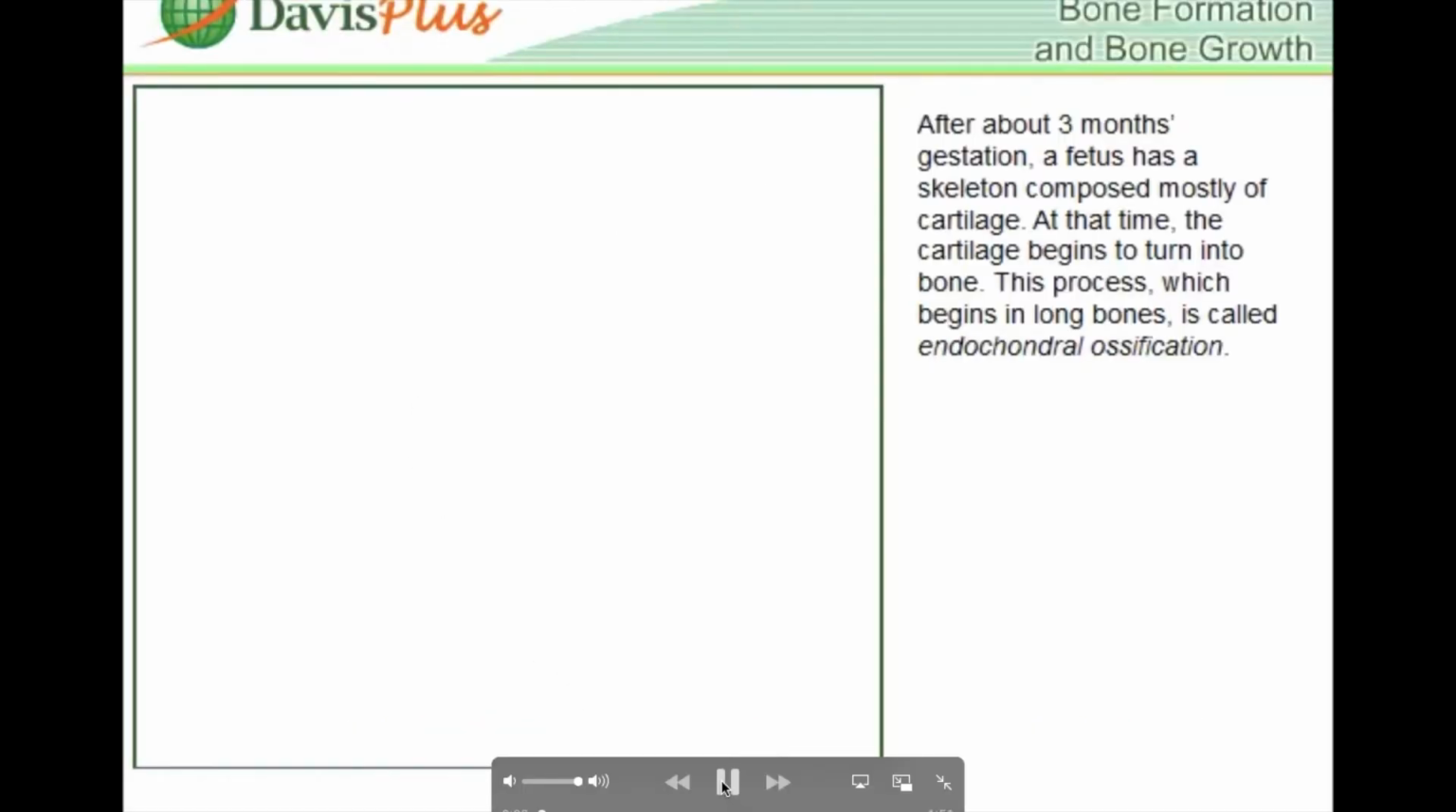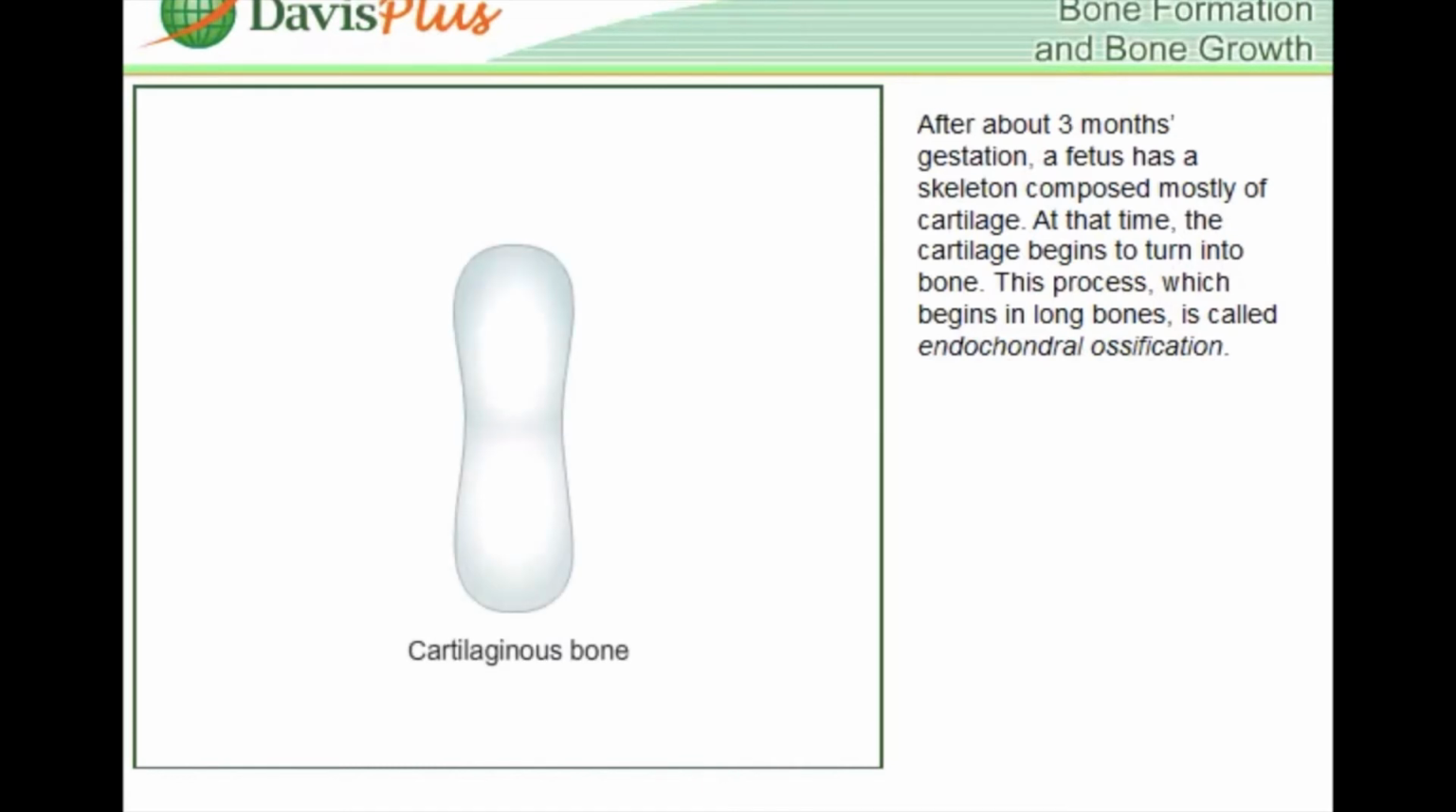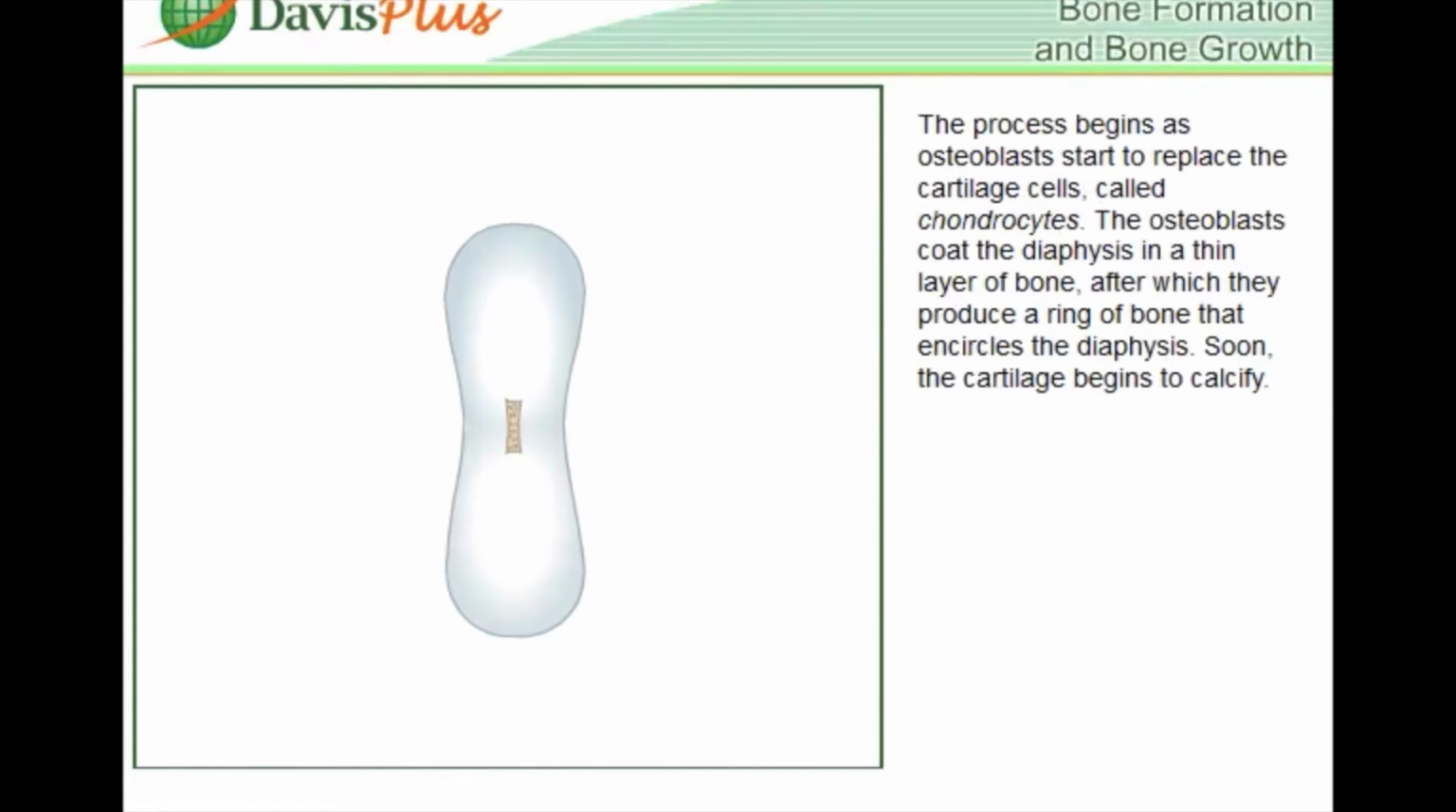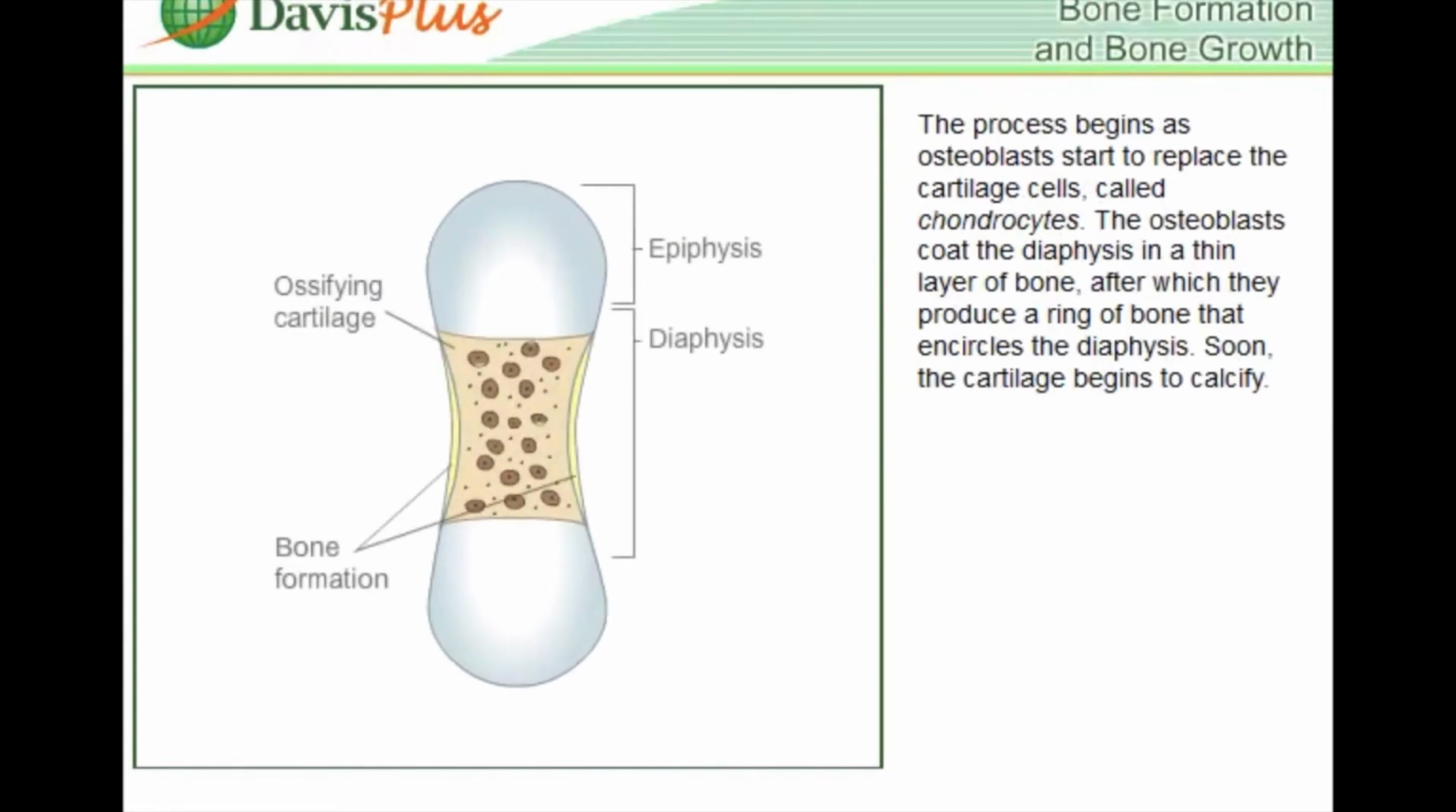After about 3 months gestation, A fetus has a skeleton composed mostly of cartilage. At that time, the cartilage begins to turn into bone. This process, which begins in long bones, is called endochondral ossification. The process begins as osteoblasts start to replace the cartilage cells, called chondrocytes. The osteoblasts coat the diaphysis in a thin layer of bone, after which they produce a ring of bone that encircles the diaphysis. Soon the cartilage begins to calcify.